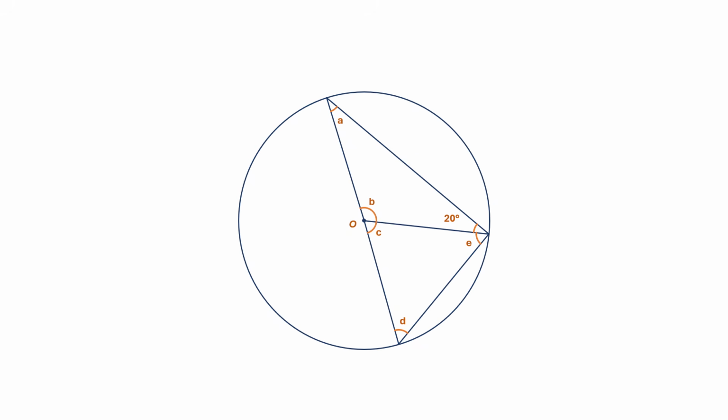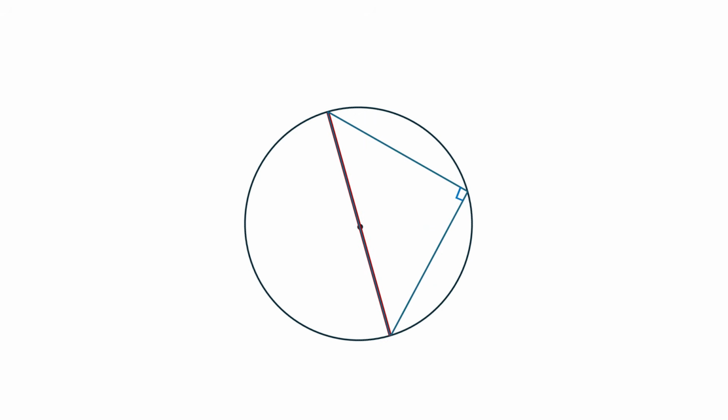I like it. The question says find A, B, C, D, and E. To do this, let's focus on this green triangle. Now, this is a nice one. The angle E plus 20 should be 90 degrees because of the first theorem, which is the angle made on a diameter is 90. So this angle here is always 90.